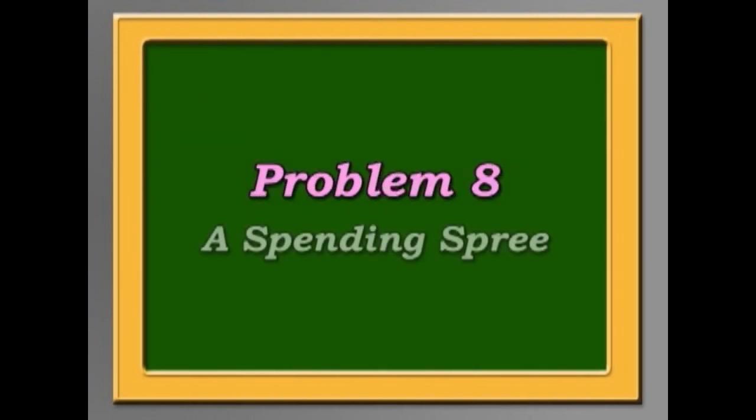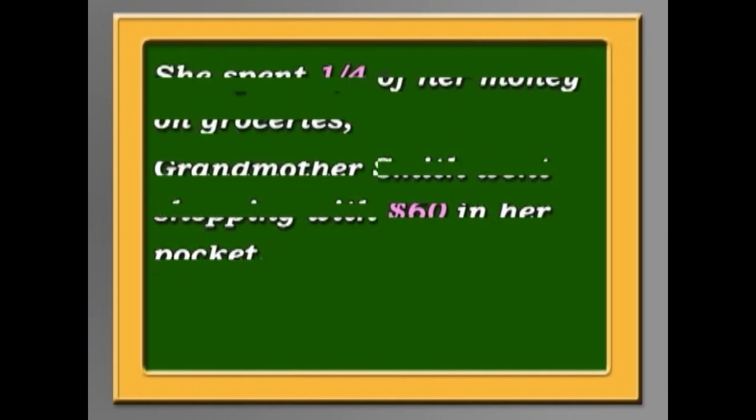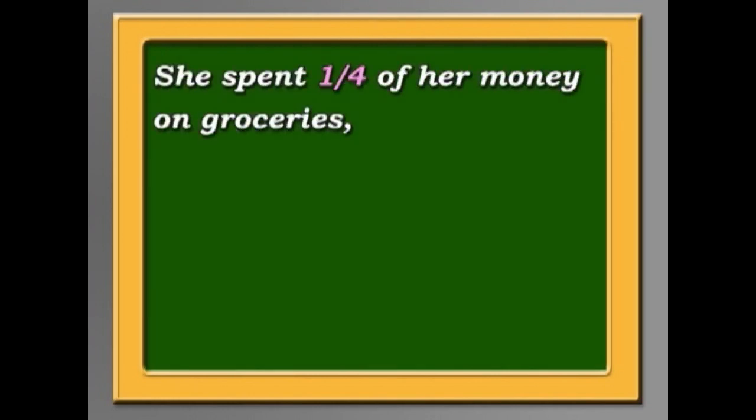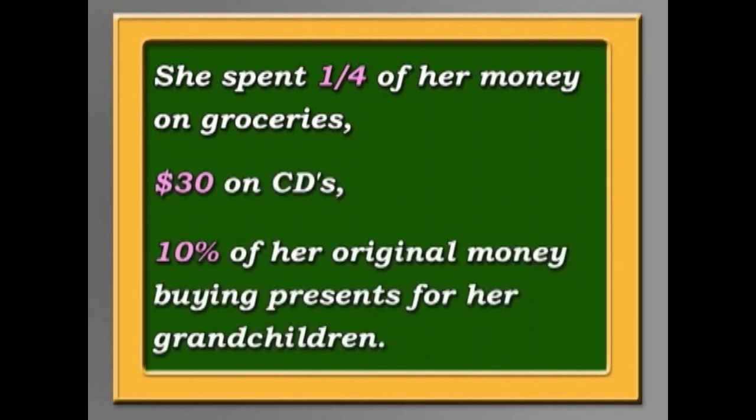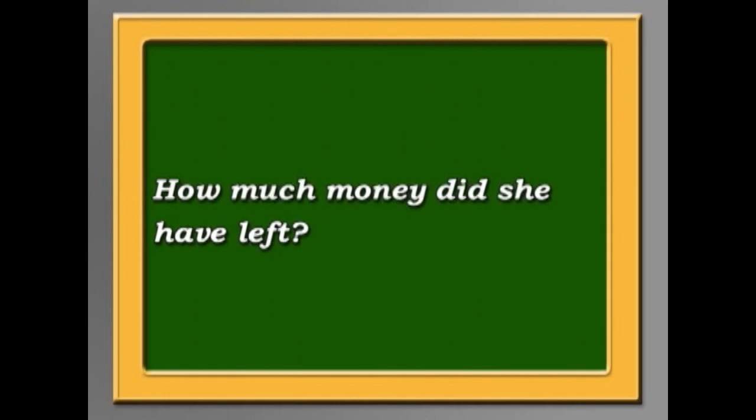Problem 8. A spending spree. Grandmother Smith went shopping with $60 in her pocket. She spent a quarter of her money on groceries, $30 on CDs, and 10% of her original money buying presents for her grandchildren. How much money did she have left?